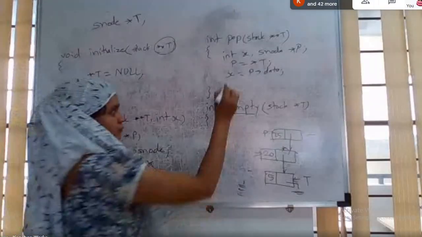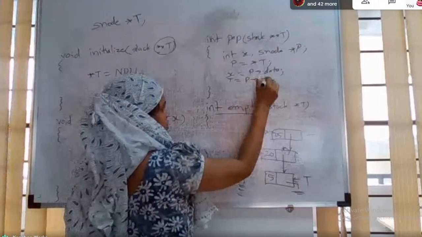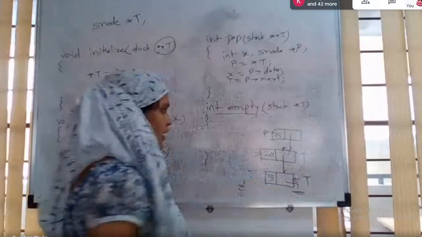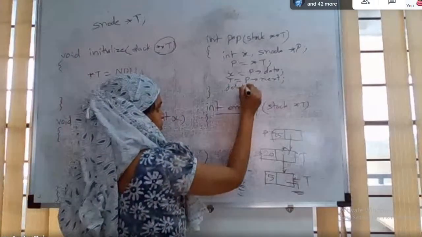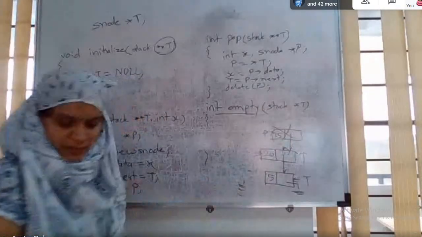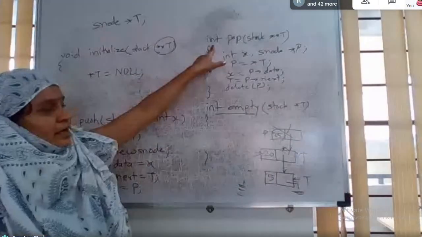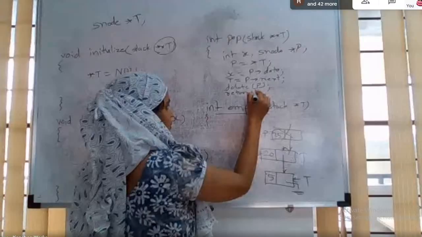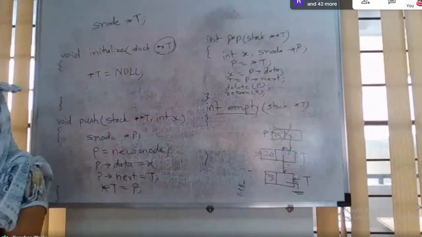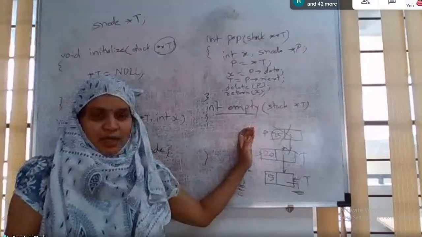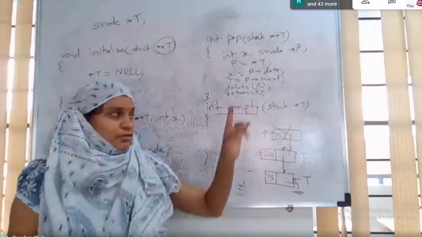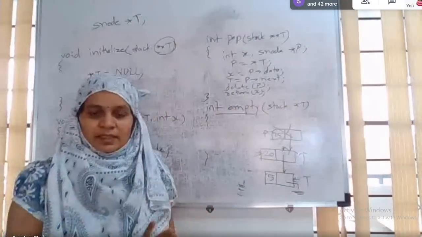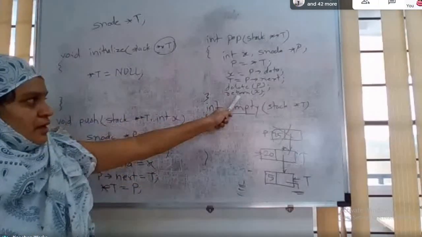Then t equals to p of next, and t of next, you can write anything. So t will come here. And then delete p. This p will be deleted. And the last thing, int, means I have to return something. So I will write return x. Whichever element you delete, means whatever element you are removing from the stack, you have to return that element to the main function so that you can print that element, and this is deleted. So that's why the return type is int and return x.